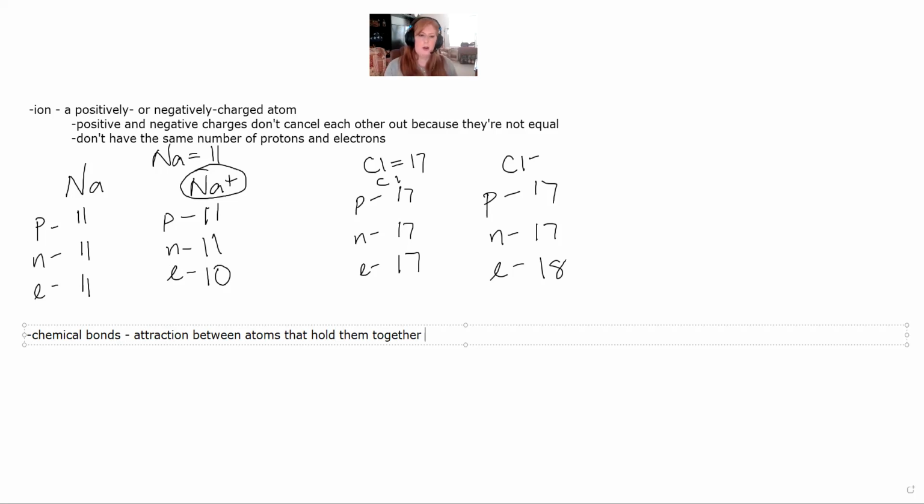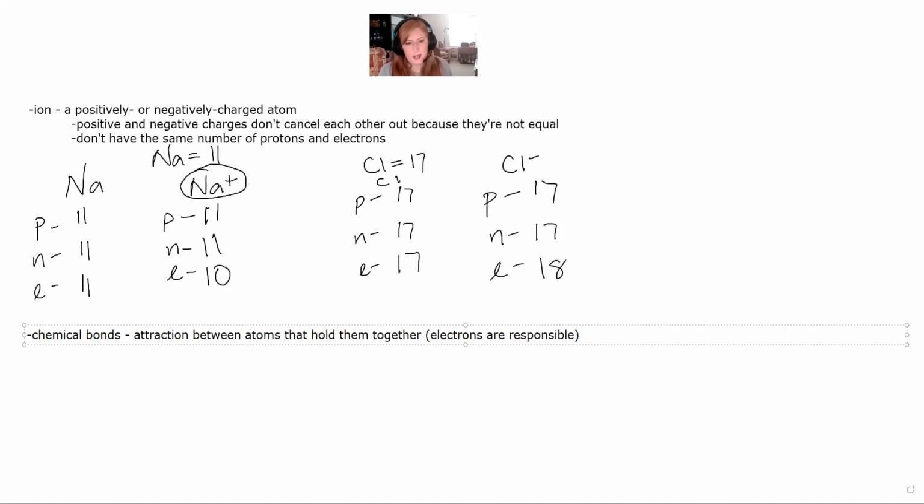Hold them together like in water, which we already talked about, H2O, right? Well, something has to hold those two hydrogens to the oxygen. And I kind of drew that picture for you. And what you can see is that it's the electrons that interact with each other. And the electrons then are the ones that are responsible for chemical bonds. Okay? So it's the electrons that do that.